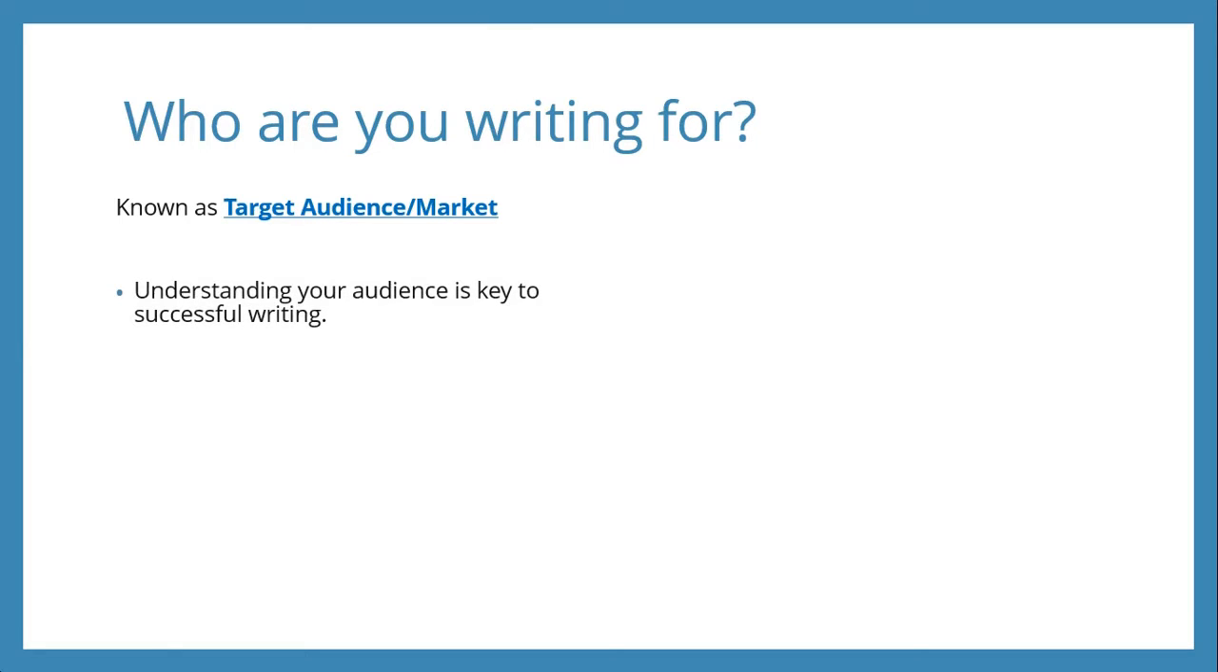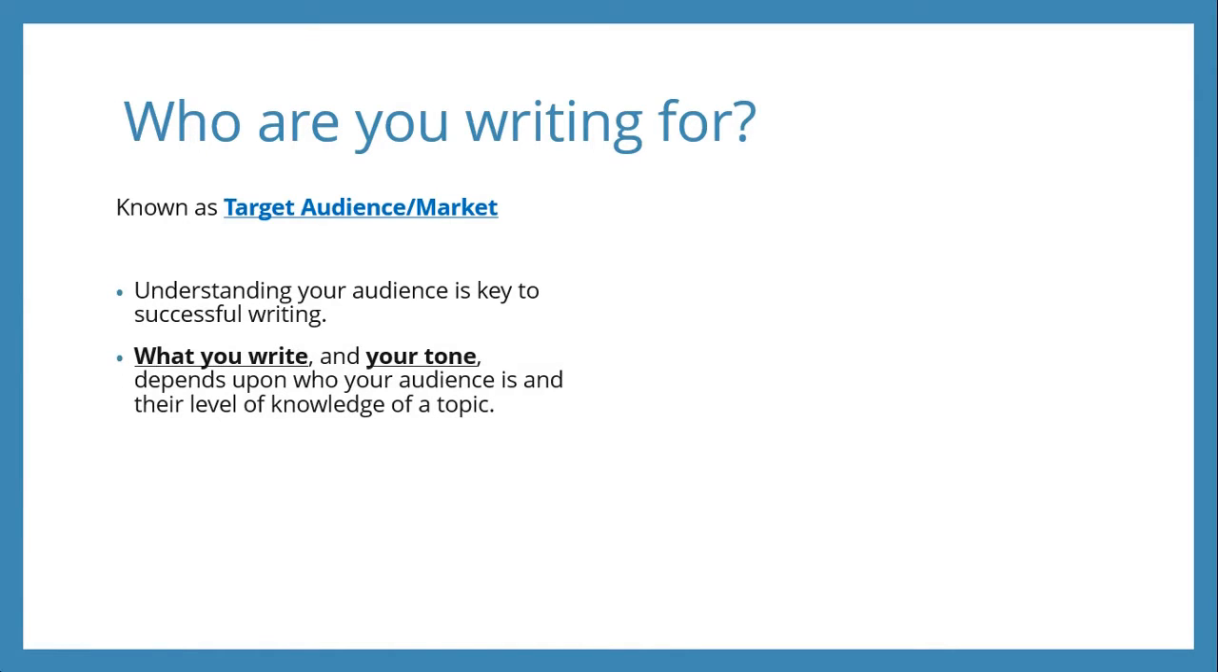Now, understanding your audience is key to successful writing. What you write and your tone depends upon who your audience is and their level of knowledge of a topic. For example, imagine you had to explain a concept to someone. Now, if they had no prior knowledge of the topic, you'd explain it simply to start with. Whereas if somebody already has some knowledge of a topic, then they might like to read a more in-depth article.